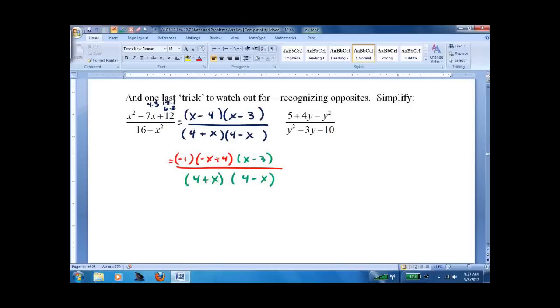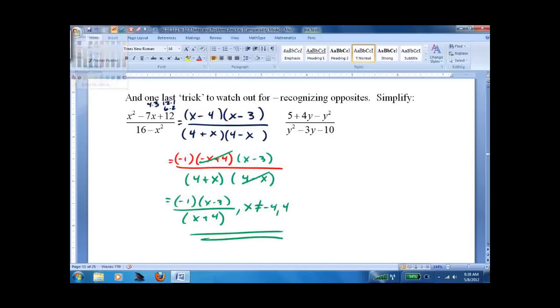Why did I do that? Well, these are equivalent now, and I can cancel them. That's 4 minus x. That's 4 minus x. So I'm left with -1 times x minus 3, and I'm going to write it as x plus 4. Don't forget your excluded values. Cannot equal -4 or 4. If it bothers you that I do that in my head, I apologize. You should write them out. 4 plus x cannot equal 0. X cannot equal -4. 4 minus x cannot equal 0. 4 cannot equal x. And there they are.